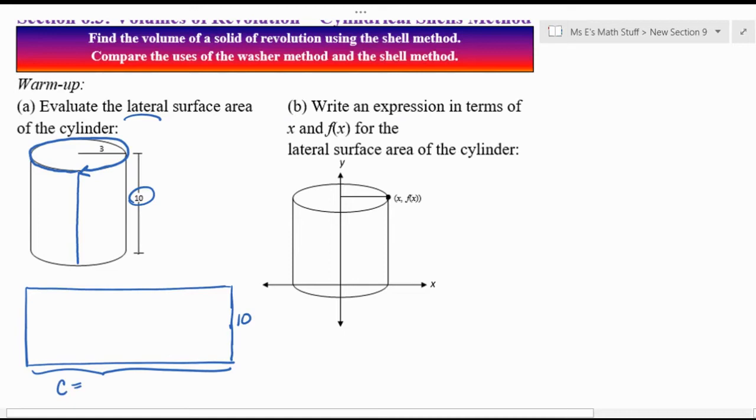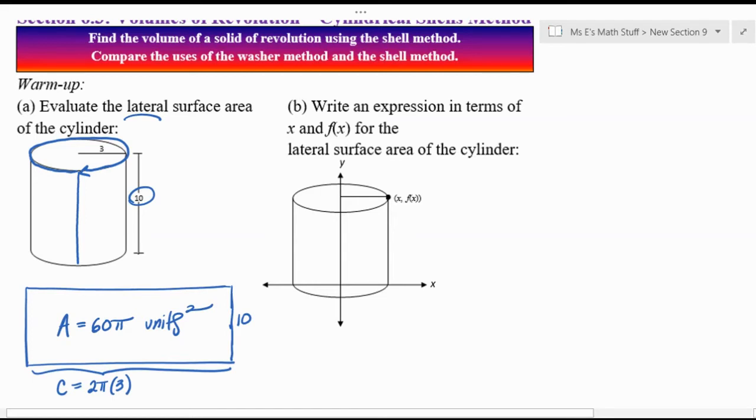And so let's see, what was the formula for circumference? Pi d or 2 pi r. So 2 pi times radius, which is 3. And so for the total area, we'd end up with 6 pi times 10, or 60 pi. And it's area, so let's say units squared. There you go. I hope that makes sense.